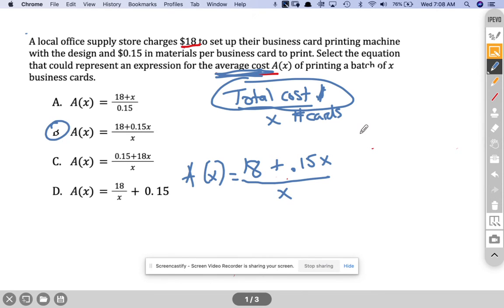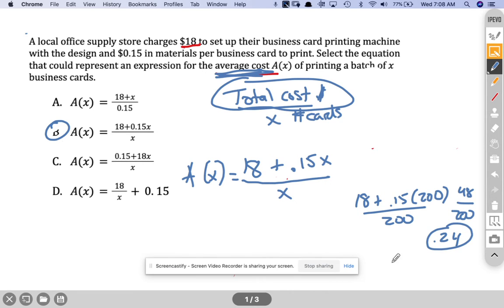Okay. Now, let's pretend there was another question here that said, if you print 200 cards, what would the average cost be? So all I'm going to do is plug 200 into each x and see what I get. When I do 15 cents times 200, I get 30. So $30 plus 18, the top would be 48. And then I divide it by 200. That actually comes out to be a nice 24 cents per card. So the more cards you print, the less expensive they get.